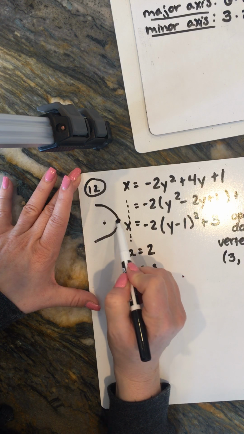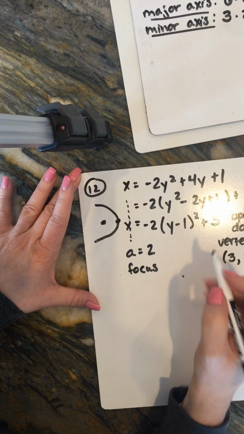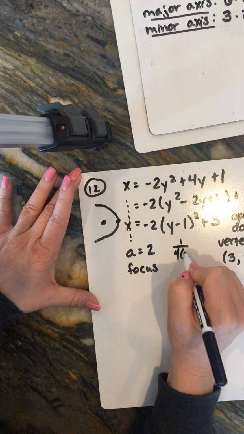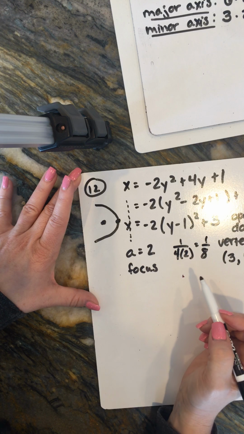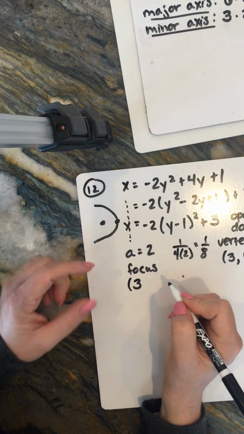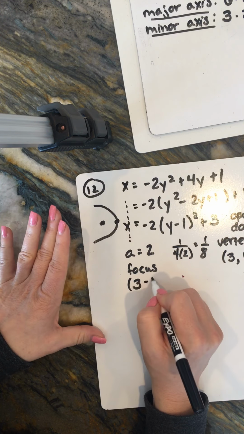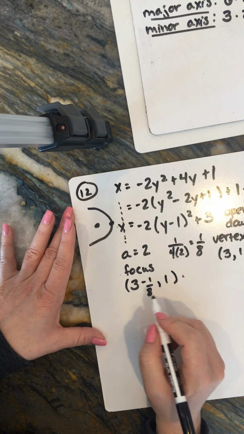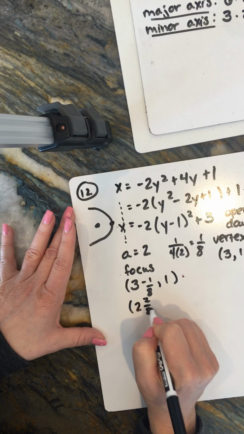Okay, so here's our vertex. Our focus is going to be to the left. And the distance, let's remember it's 1 over 4 times a, so 1 over 8. So the focus will be, our x-coordinate is 3. We will subtract 1/8 because we're going to the left. And then our y value will stay the same. So 3 minus 1/8 will give us 2 7/8.